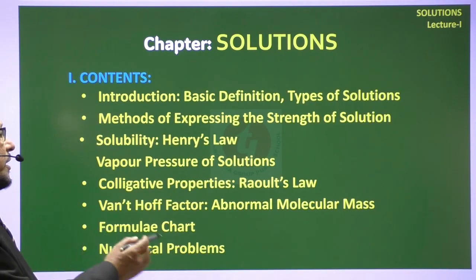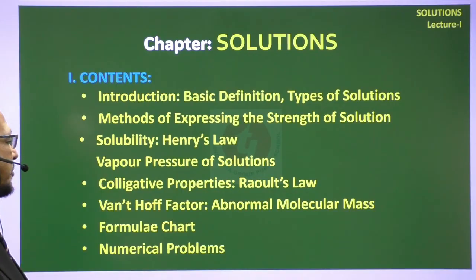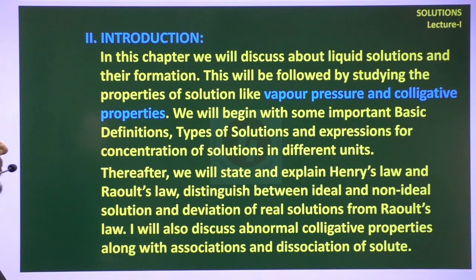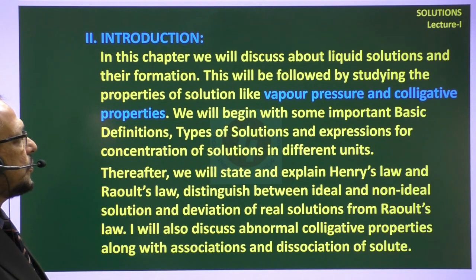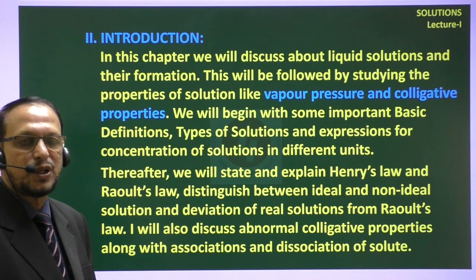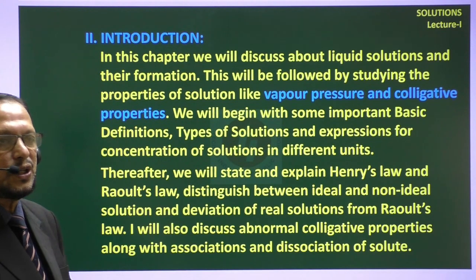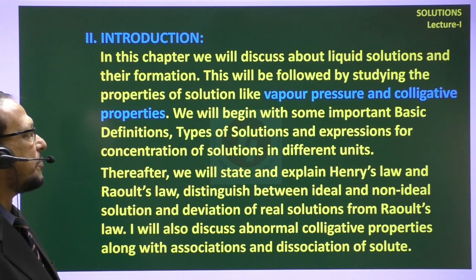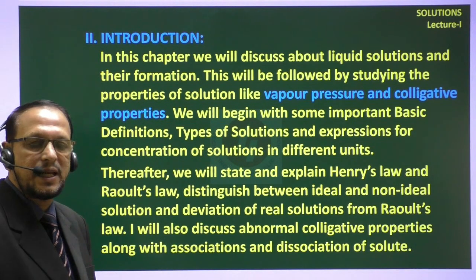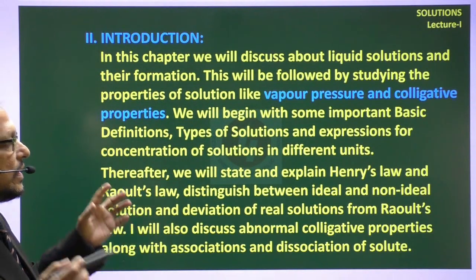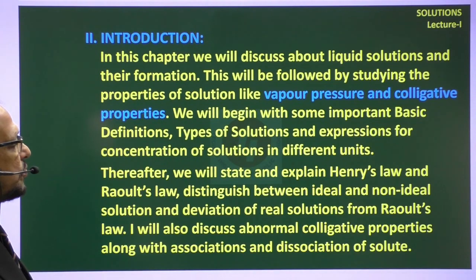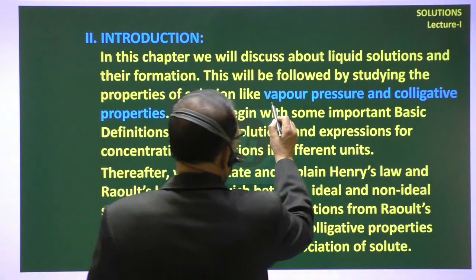Then we will discuss the Van 't Hoff factor. I told you the abnormal molecular mass, Van 't Hoff factor denoted by i, and then the formula chart, what formulas we have, and numerical problems. Now you see, in this chapter, as I already told you, the liquid solution and the formations, how the different types of solution, gas solution, solid solution, liquid solution are formed, we will discuss with examples. The basic part we have learned in class 9 and class 8 level. Still we have it over here, and then the most important parts are the vapor pressure and colligative property.